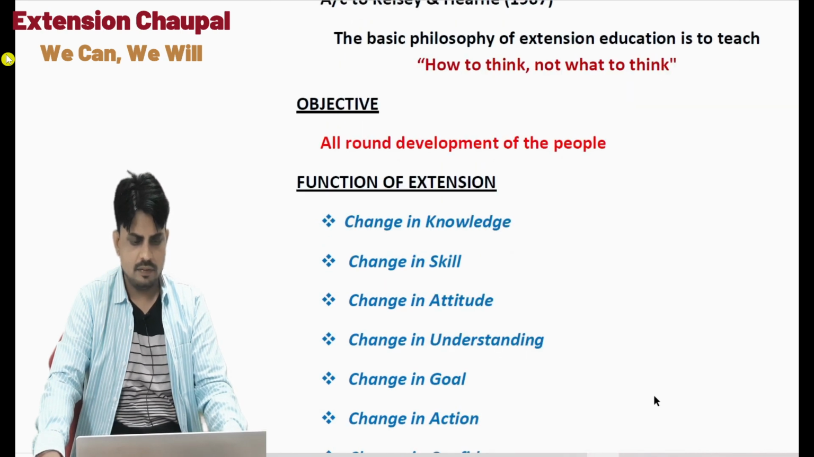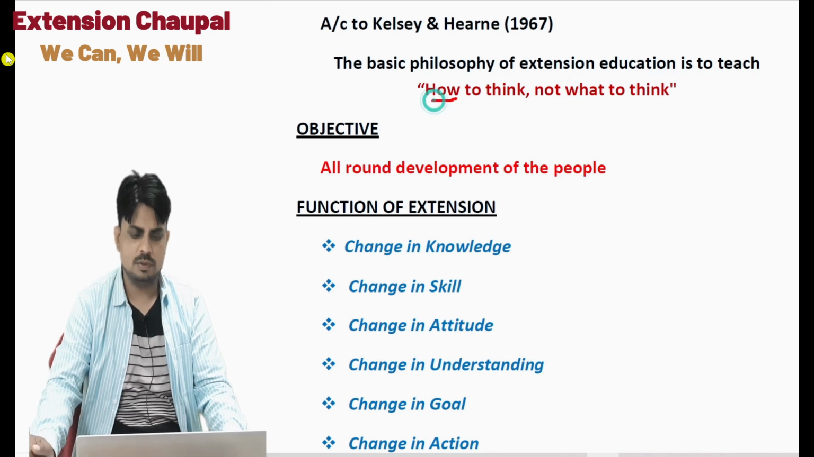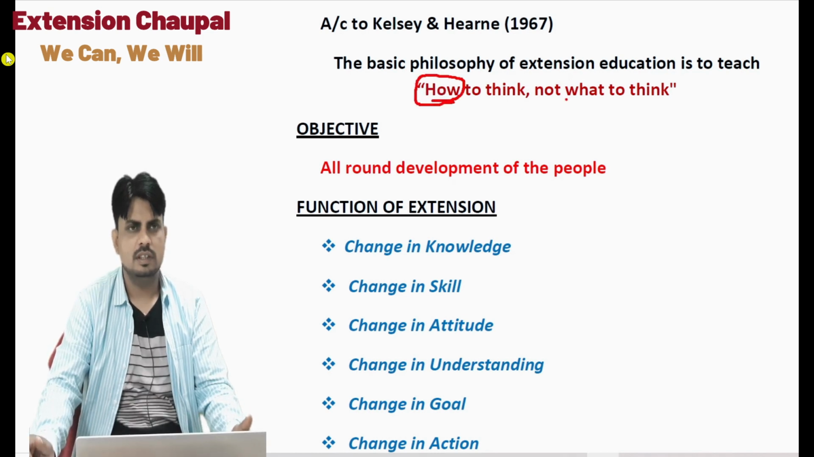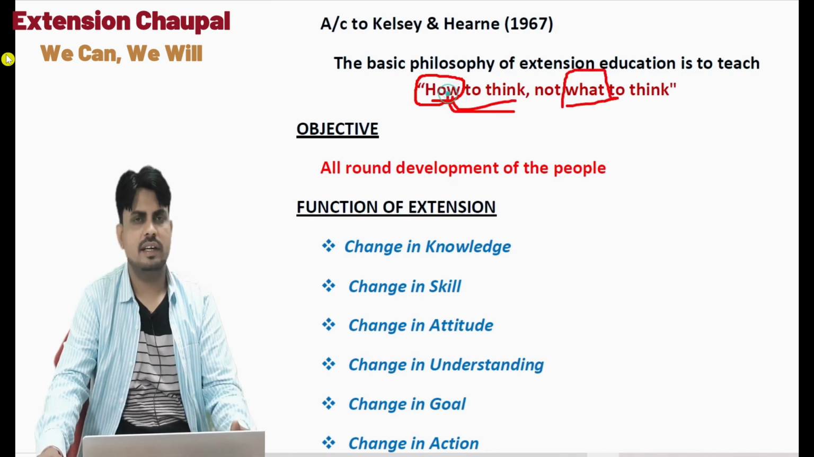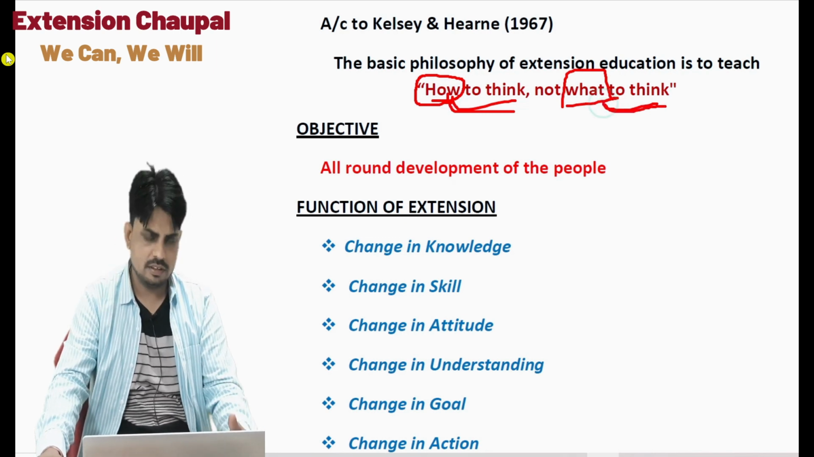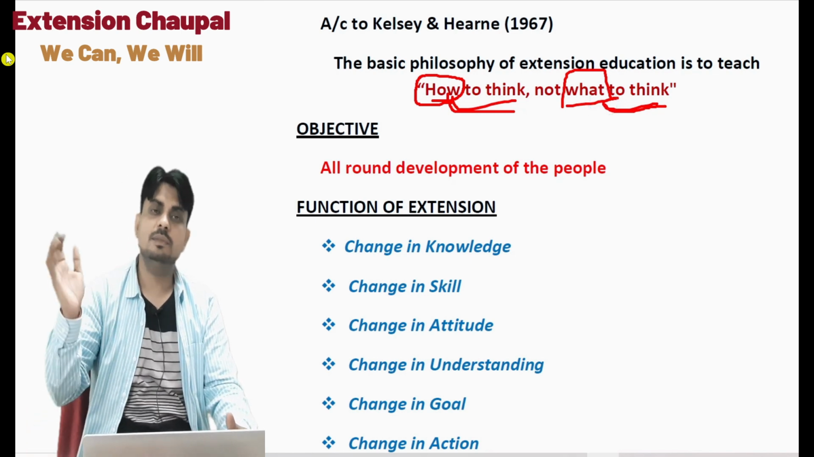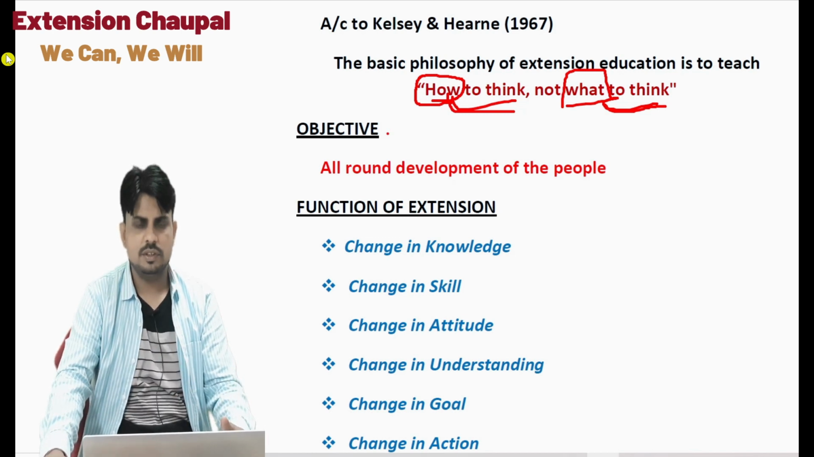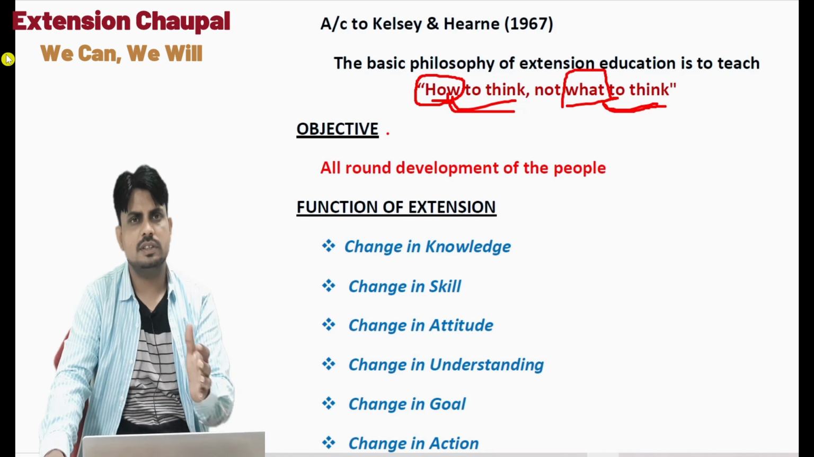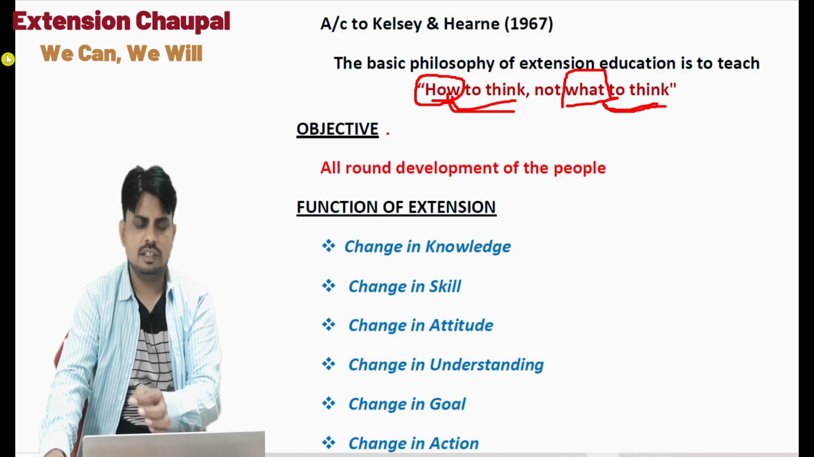Now coming to the next, the philosophy of extension. Before knowing the philosophy of extension, we should know the meaning of philosophy. If our concept is not clear, then how can we understand the philosophy of extension? Simply, the word philosophy is derived from the Greek language, which means philosophy is the manner of achieving knowledge.